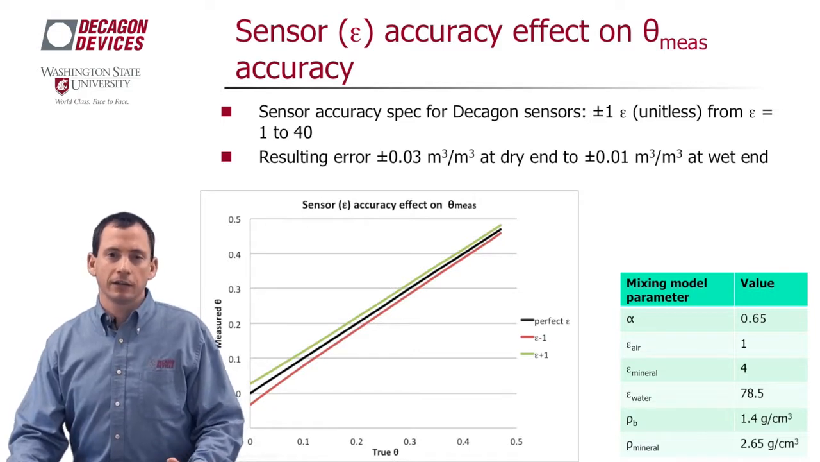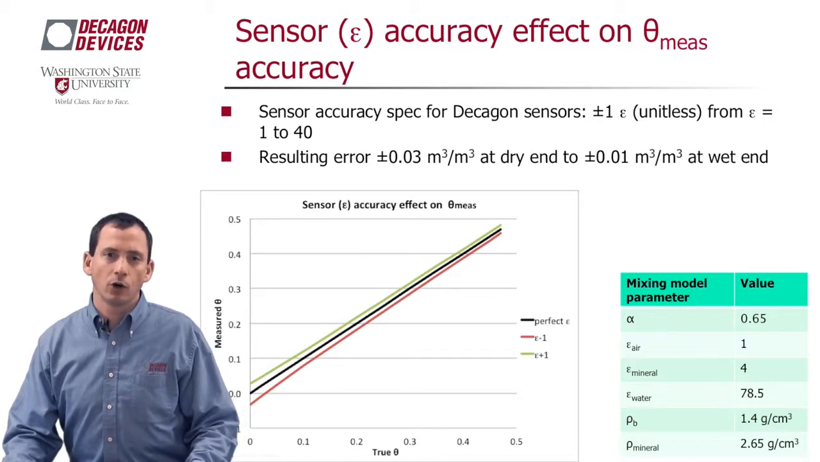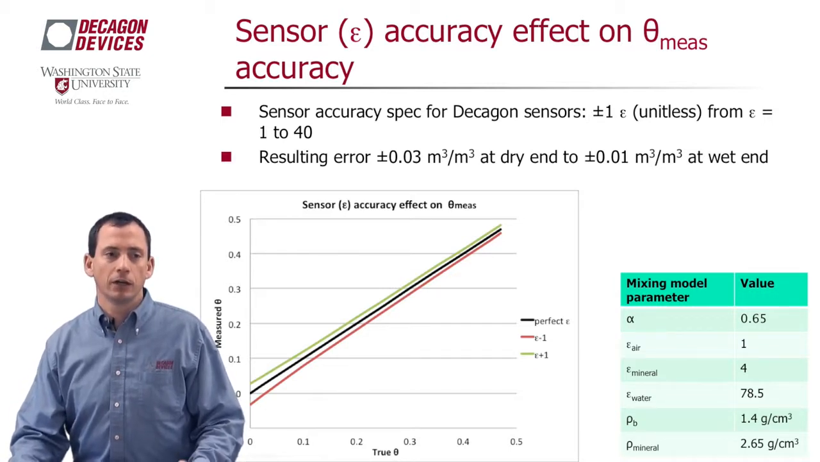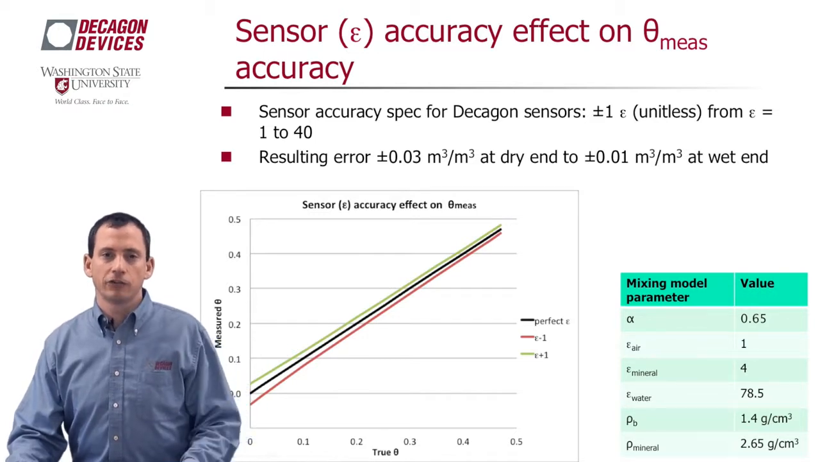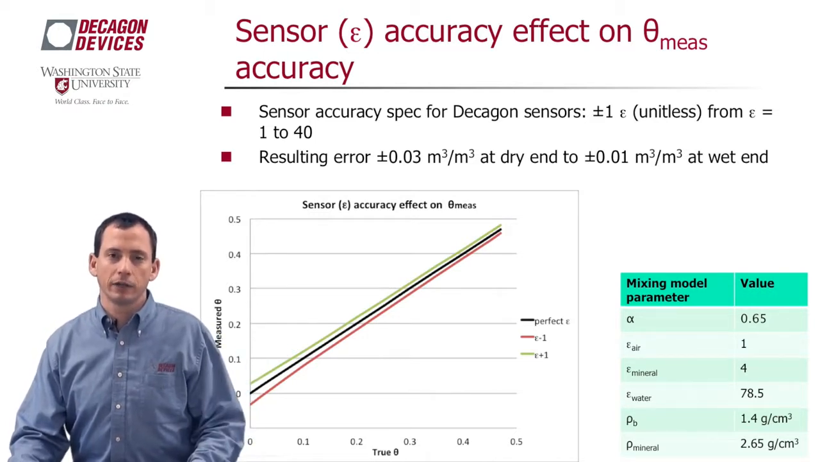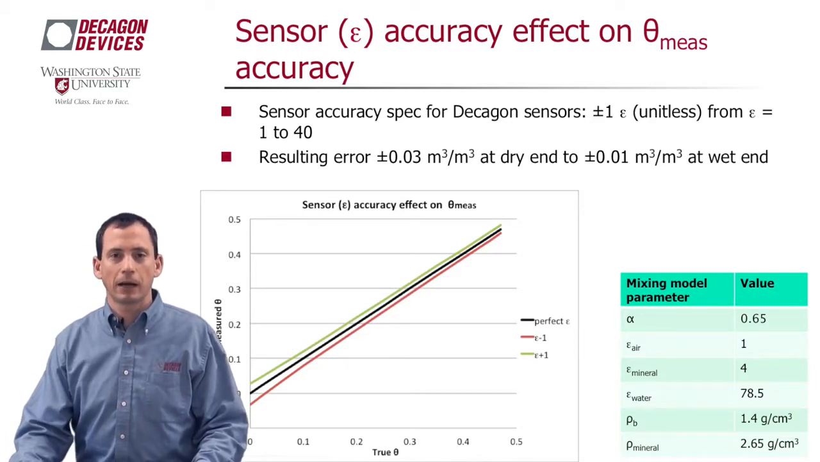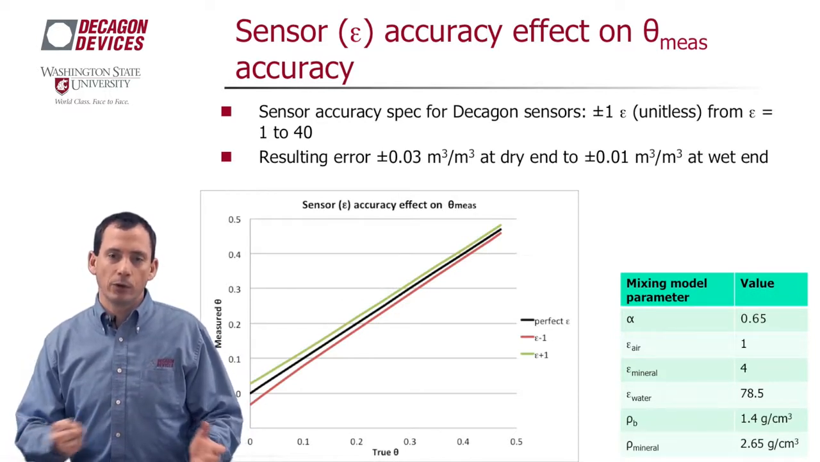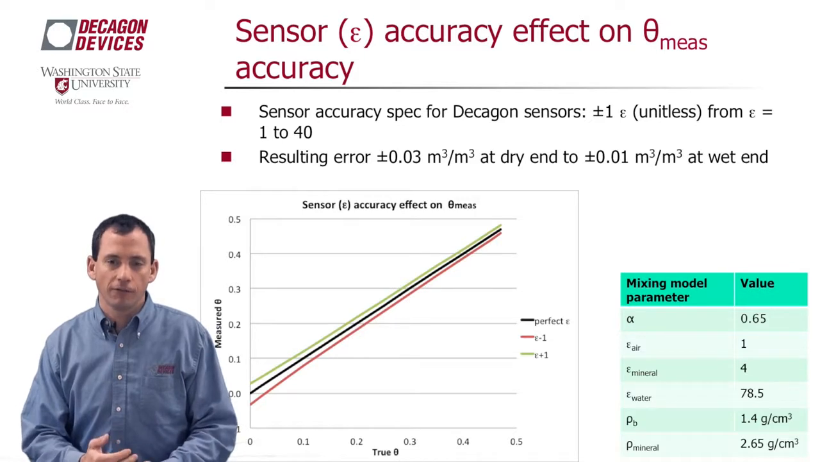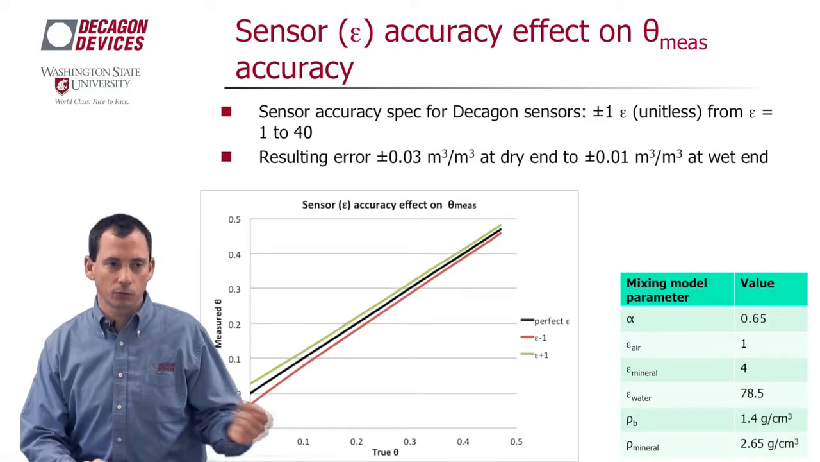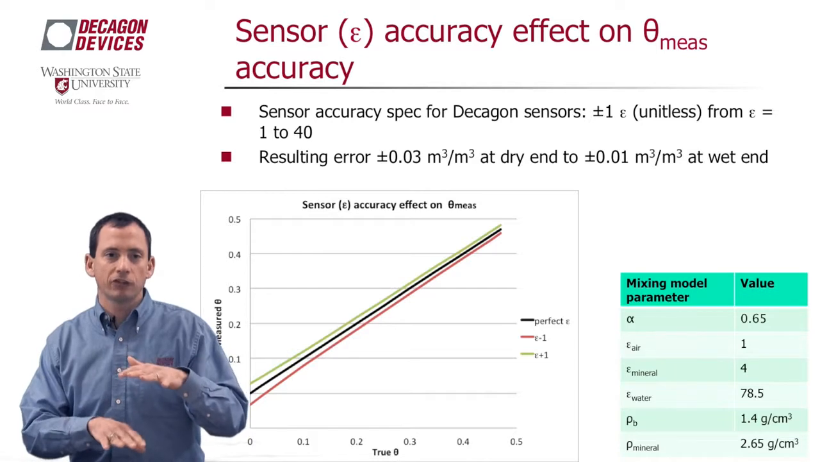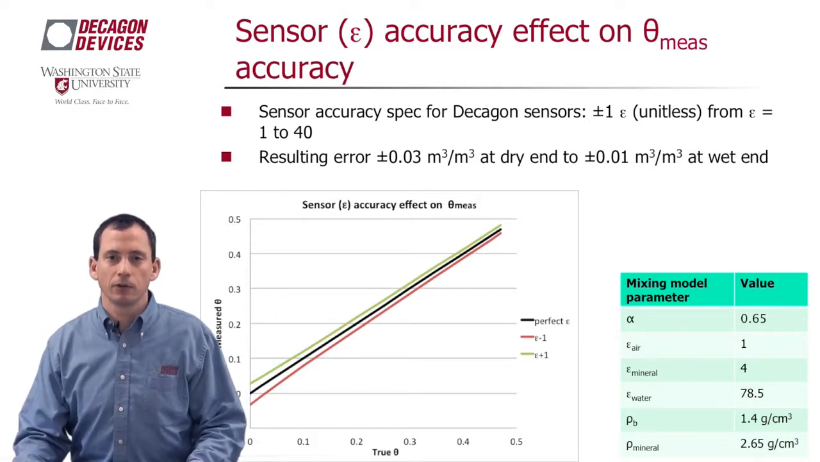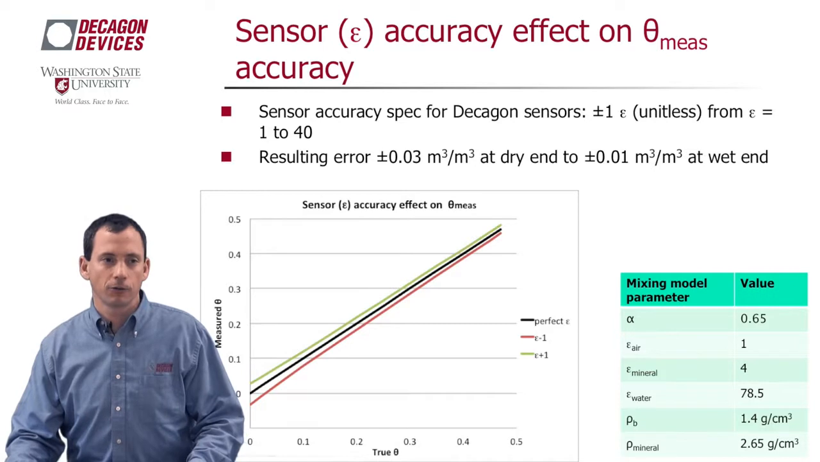at low water content, that's about a plus or minus 3% or 0.03 cubic meter per cubic meter change as you change that by plus or minus 1 dielectric unit. And as you go higher in water content, that error gets quite a bit lower. So this is about worst case. This is what you can expect when you have a whole bunch of sensors, and those sensors are varying amongst the population, that some sensors might read as much as plus or minus 3% water content different from each other.